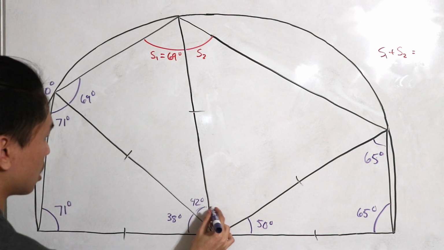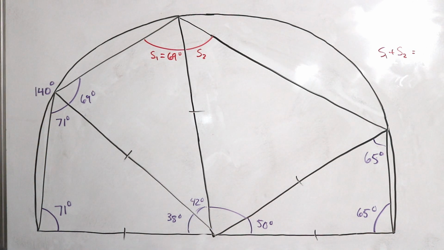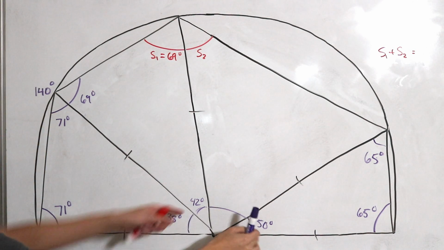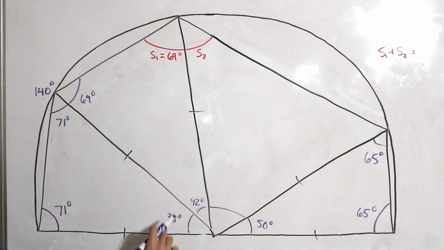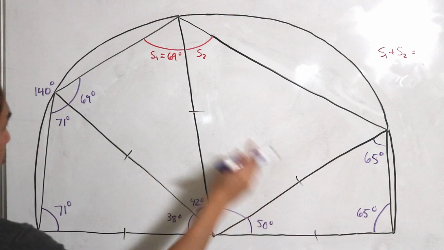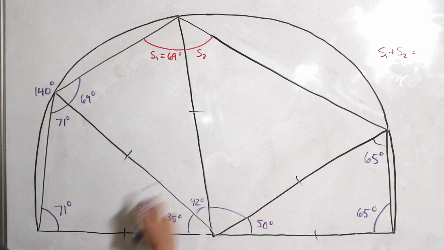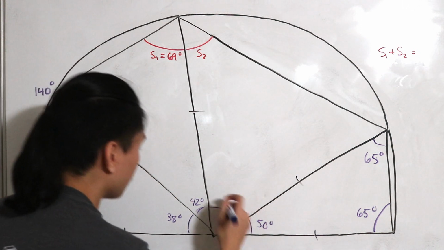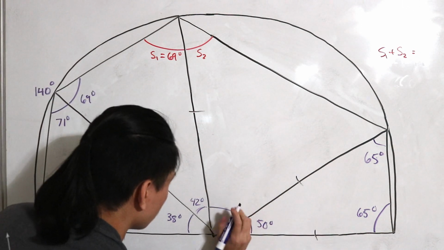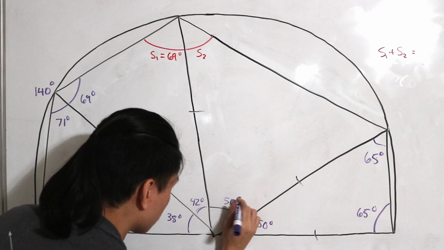Then if we solve for this angle over here, there's 180, so we just add these 3 angles and subtract them. So let's see, 38 plus 42 is 80, then plus 50 is 130, then 180 minus 130, so this too is 50 degrees over here.